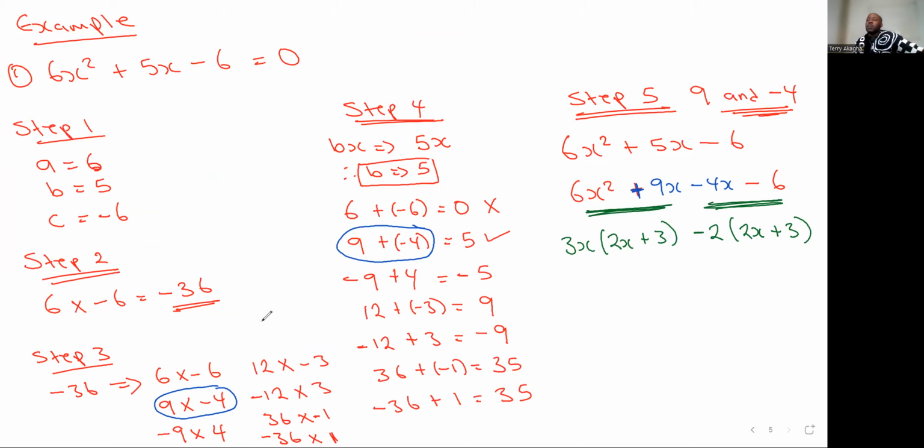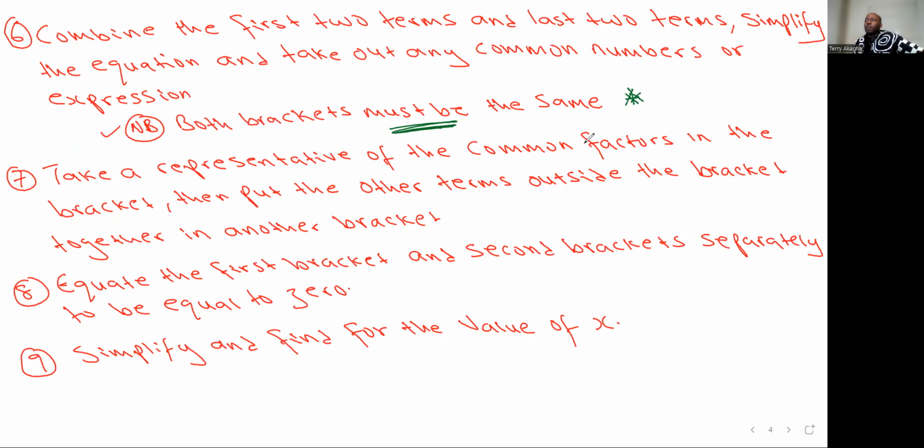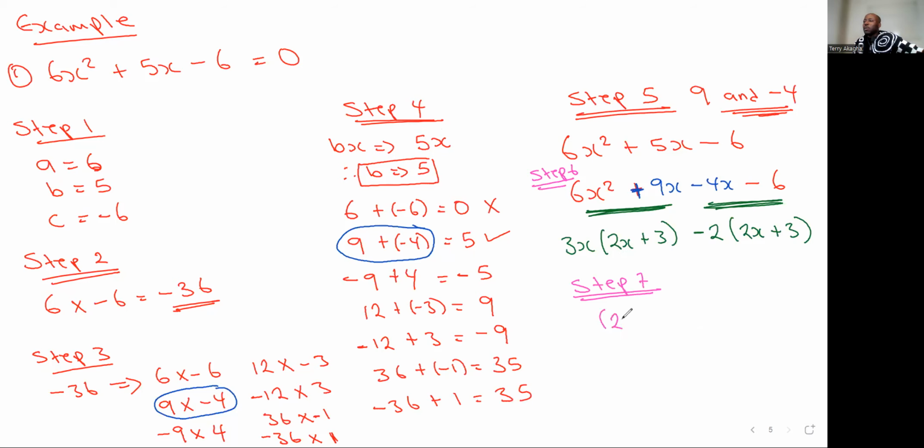Now the next one, we take step 7. Sorry, this was step 6. I skipped steps. This is step 6. Then this is step 7. Now, step 7 says that we need to take a representative of the common factors in the bracket, then put the other terms outside. So the common factor we have is 2x plus 3, 2x plus 3. Then we're going to put the remainder, which is what? 3x minus 2 in bracket.